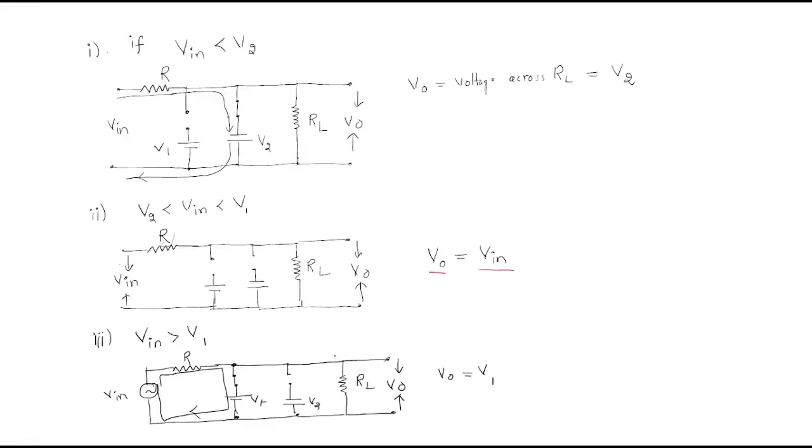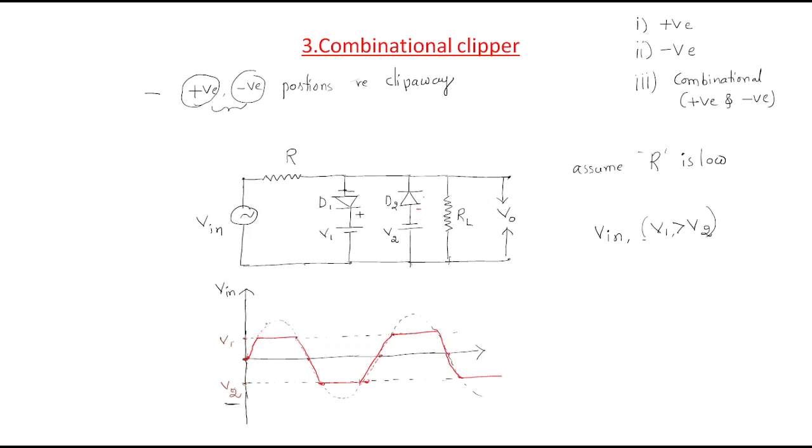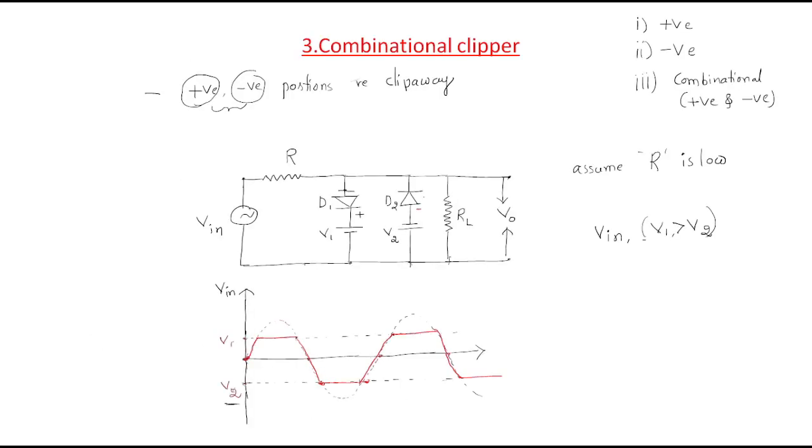So here the output voltage equals the input voltage in the region between the two levels, and it follows the input. After this, it will be equal to V2. Yes. So this is about the combinational clipper. Okay. Thank you.